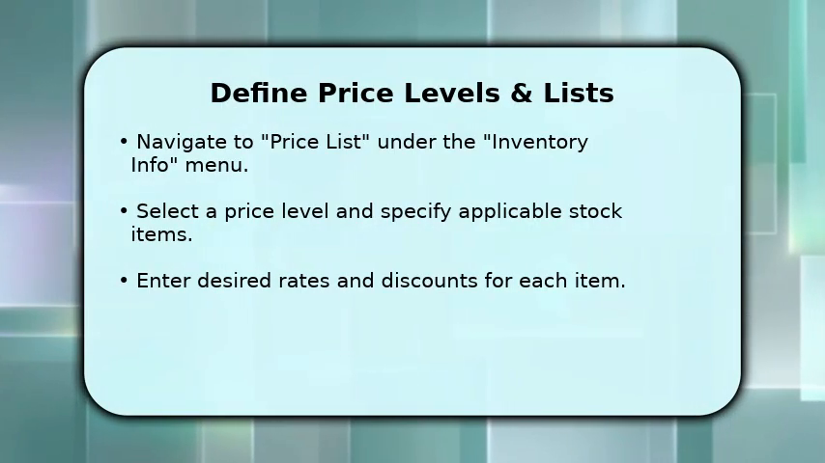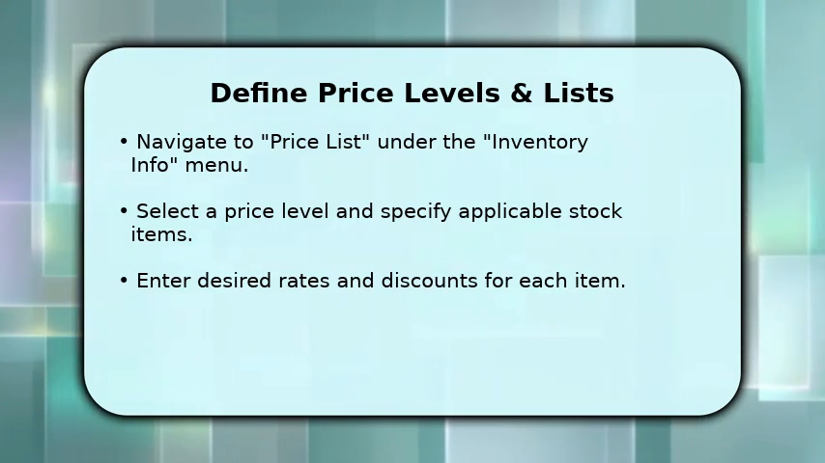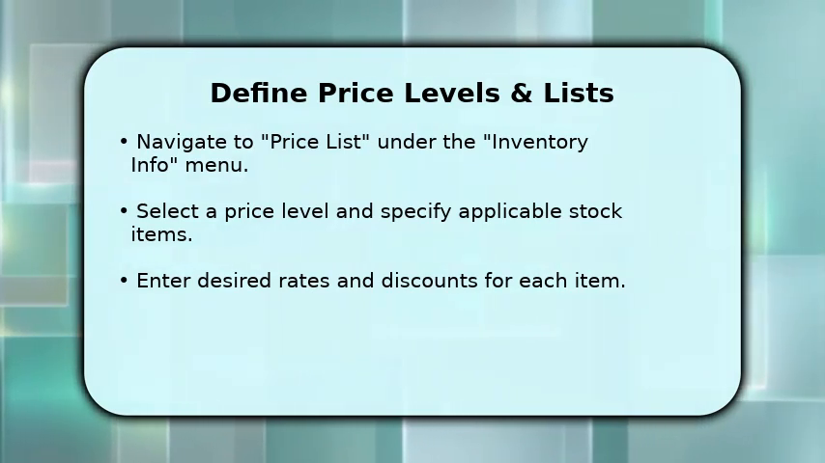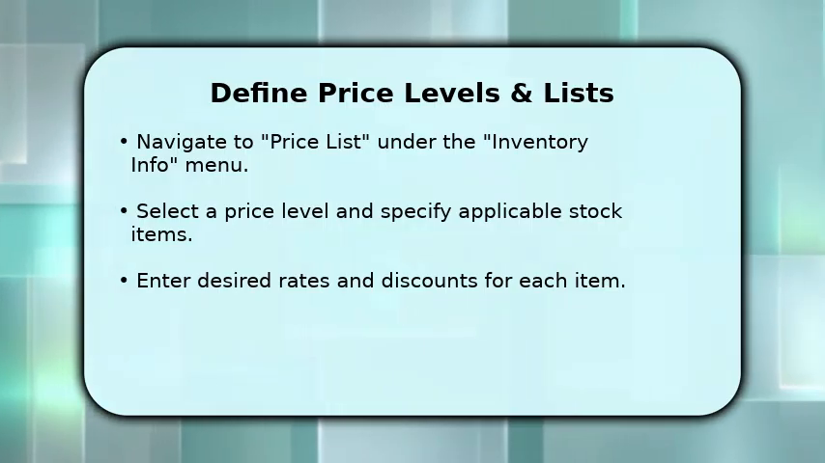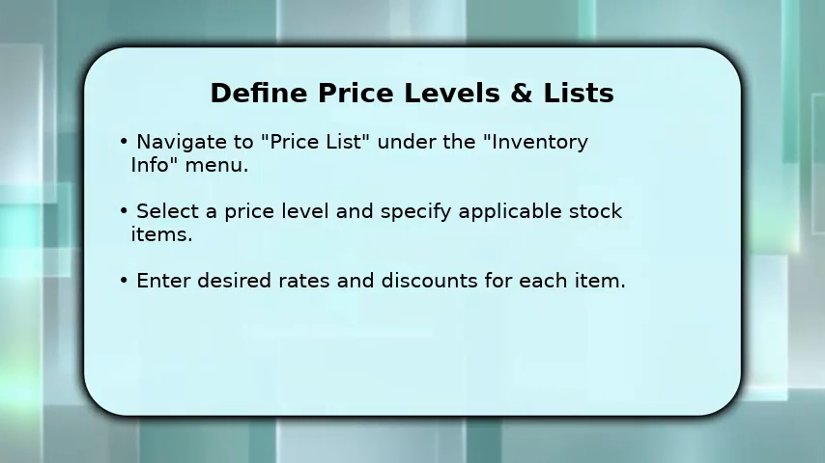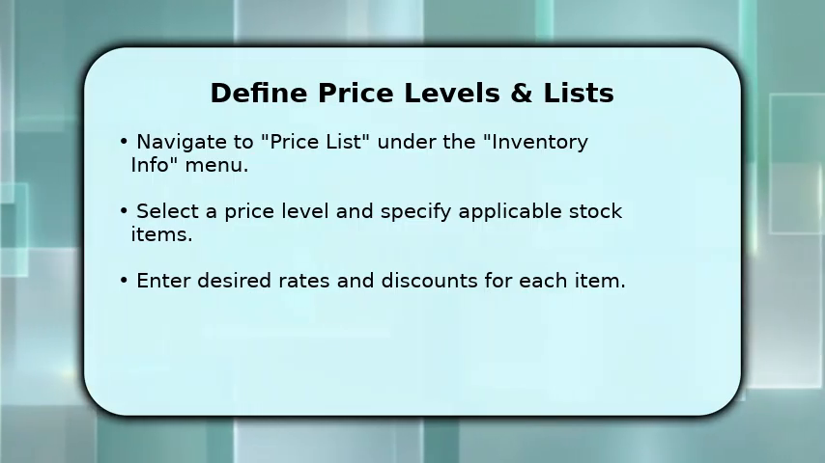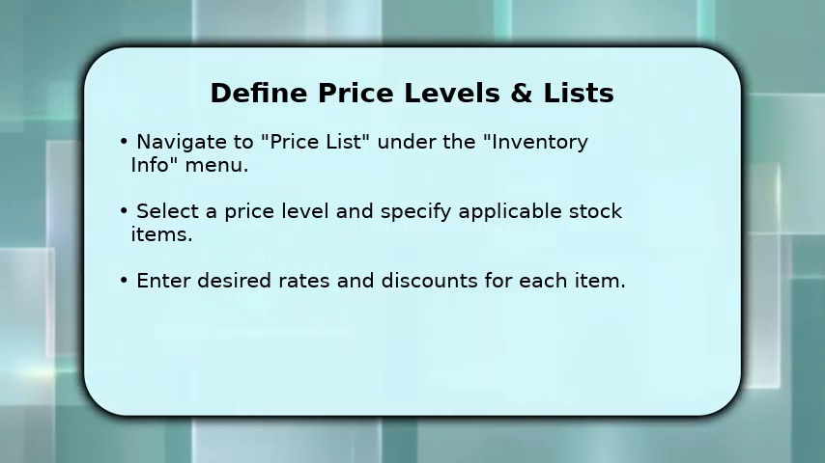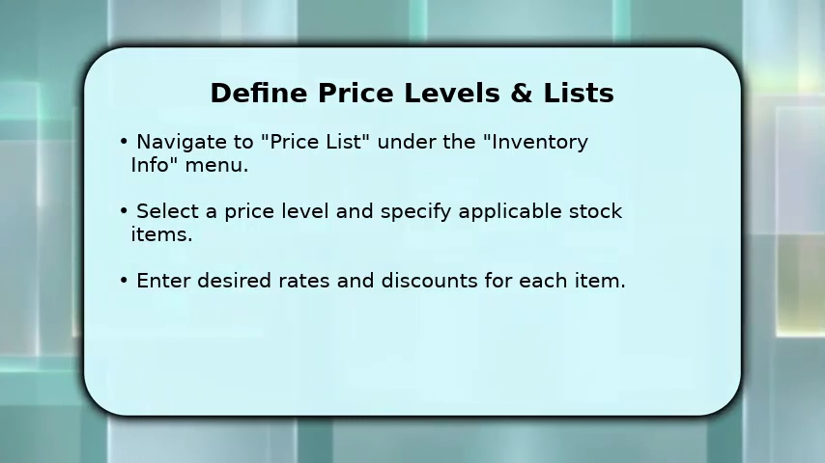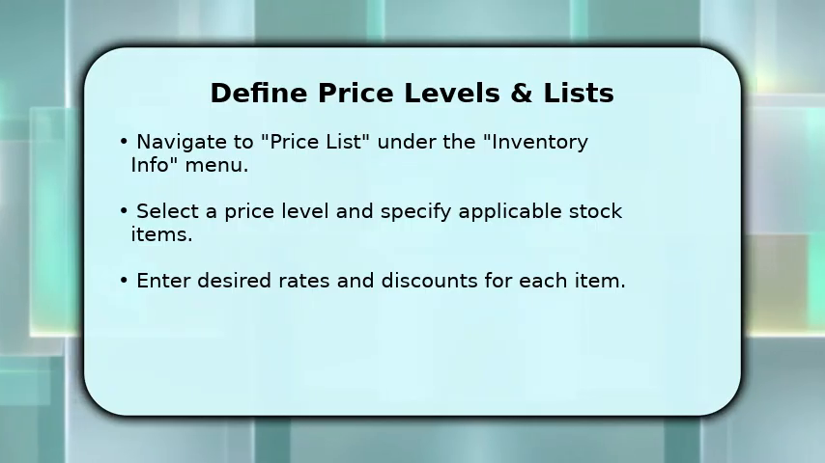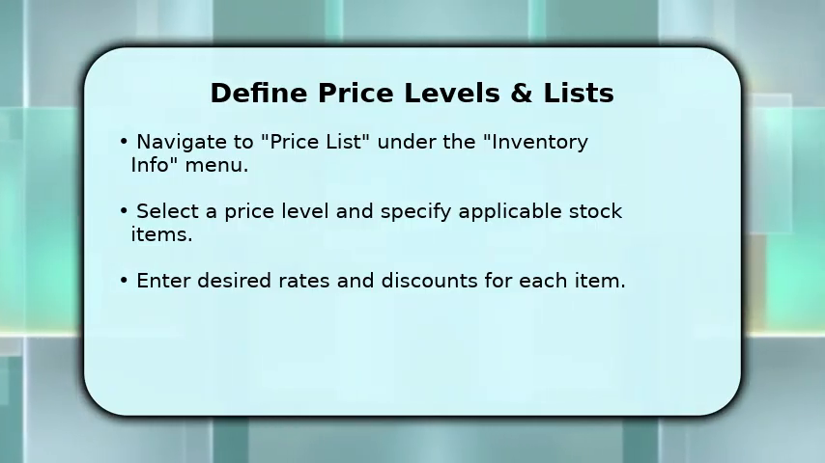Now let's define those rates. Go to the Inventory Info menu and select Price List. Here, you will choose a previously created price level, like wholesale, and then specify the stock items that apply to it. For each item, you can enter the desired selling rate and even set up specific discount percentages. This allows for highly customized pricing across your product range.